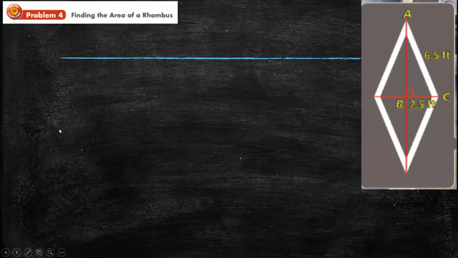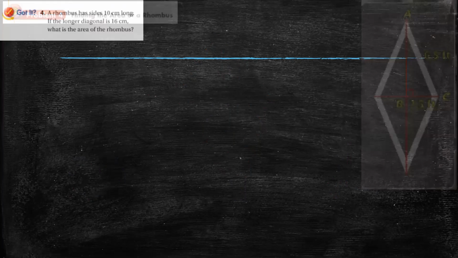Now let's talk about the area of the rhombus. The area of the rhombus is the same as the area of the kite. It's half the first diagonal times the second diagonal.